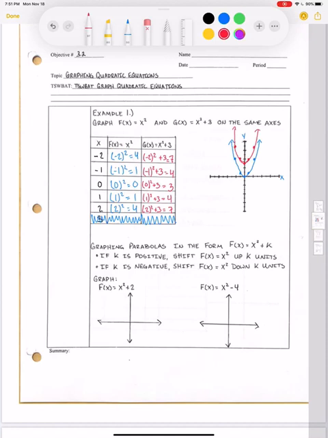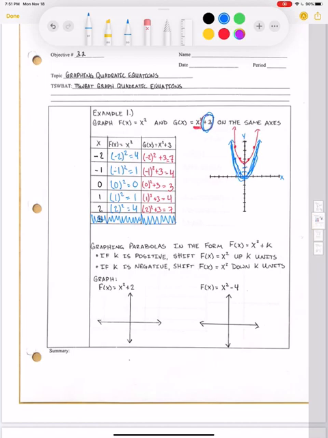So basically what happened is when we added 3 to x squared, we took the graph of x squared and we moved everything up 1, 2, 3 units. That's all that this plus 3 did, was take this graph and move it upwards 3 units. So here's the rule. Graphing parabolas in the form of f of x equals x squared plus k. If k is positive, it's going to move the graph f of x equals x squared up k units. And if it's negative, it's going to move it down.